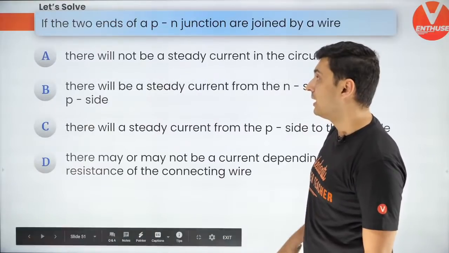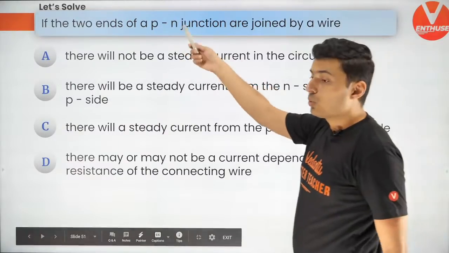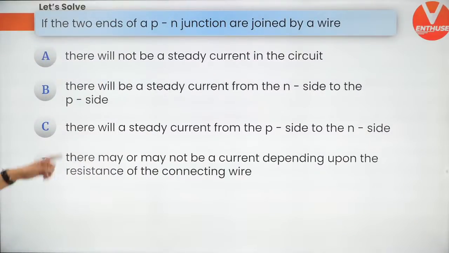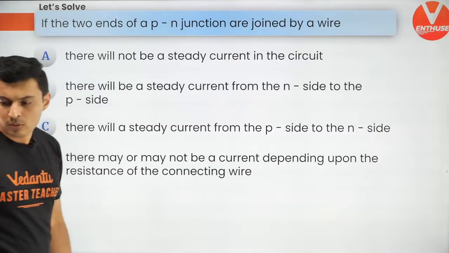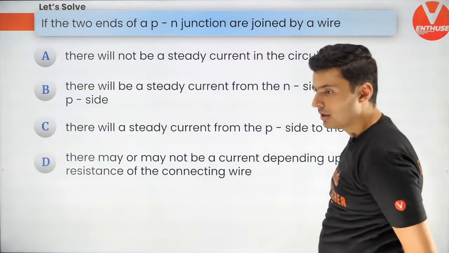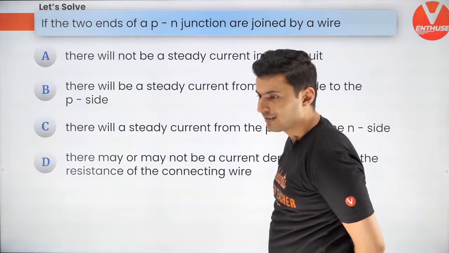Okay, let's get moving ahead. Next question on your screen. If the two ends of a PN junction are joined by a wire, then what will happen? Come on, quickly. What do you think is the correct answer? Bhavani says C. Okay, D, B, A, C, D.